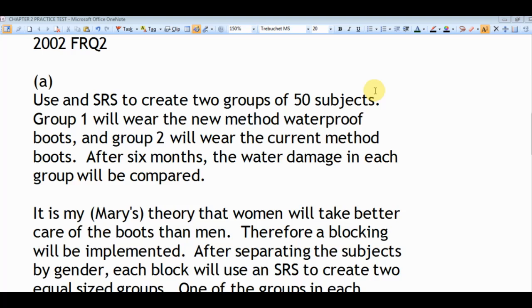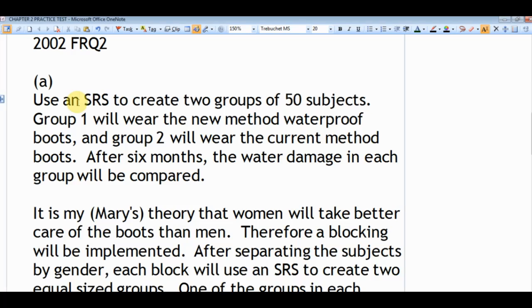Okay. So what we have here is we're going to use an SRS to create 2 groups of 50 subjects. Notice the exact method of SRS is not necessary to say, just that you are going to use an SRS to create 2 groups of 50 subjects. Group 1 will wear the new method waterproof boots. Group 2 will wear the current method waterproof boots. At the end of 6 months, the water damage in each group will be compared. Simple, right?